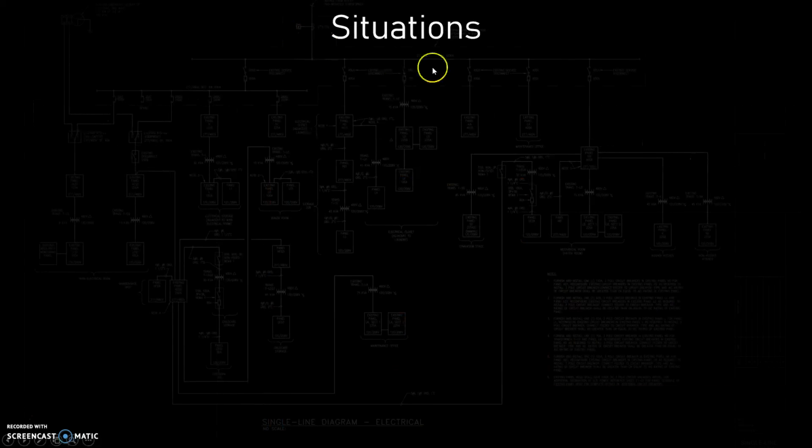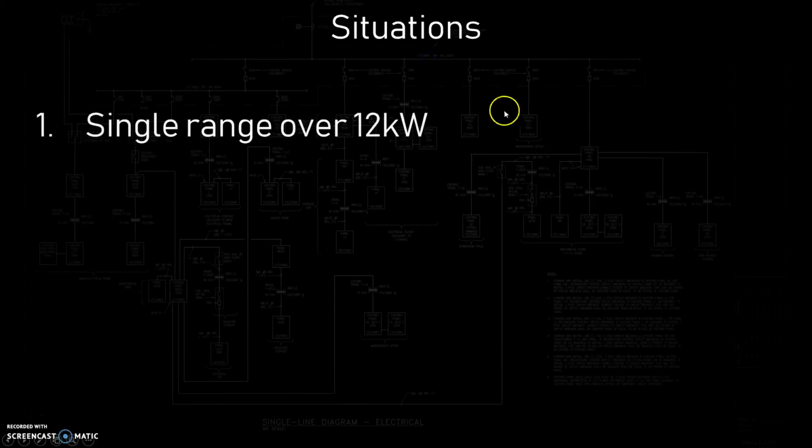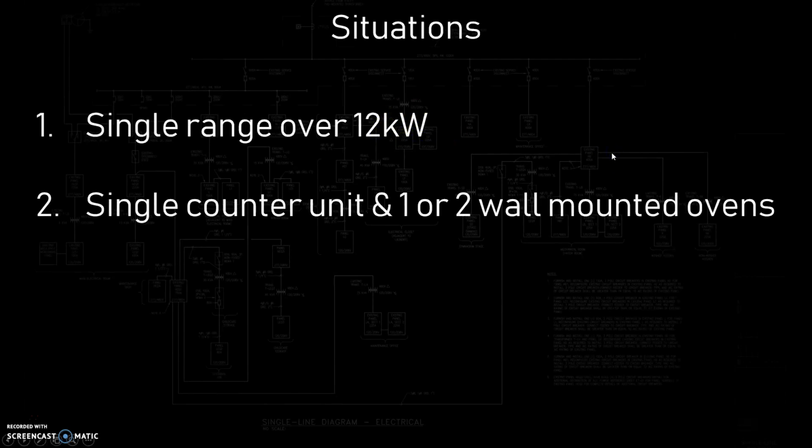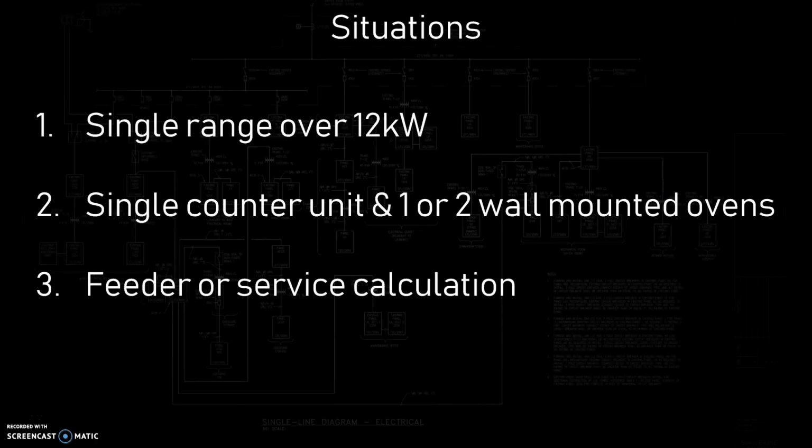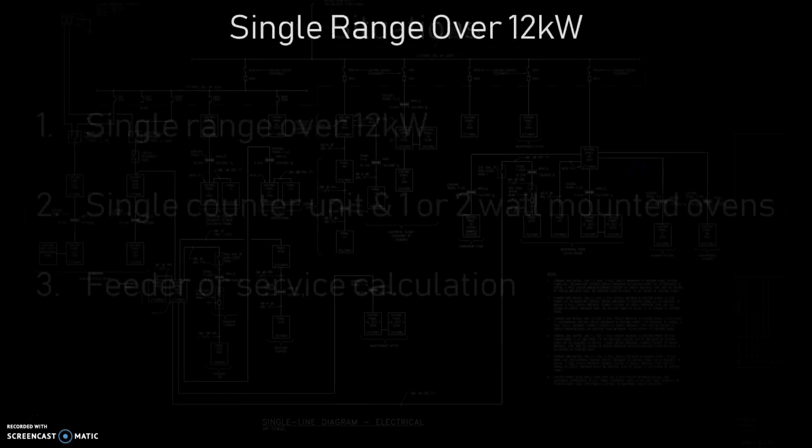Right? And then some various situations we want to touch on. So number 1 is a single range that is over 12 kilowatts. We'll talk about why that 12 kilowatts means anything. Number 2 is a single counter unit plus 1 or 2 wall-mounted ovens, which again, if you don't have a range, that's probably what you have. How do we size that circuit? And number 3, let's say we have to size a feeder or a service for, say, that apartment building again, right?